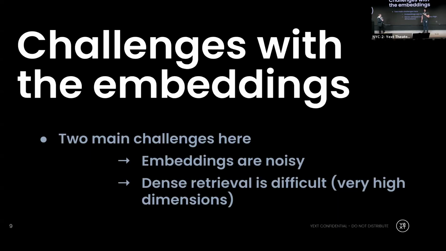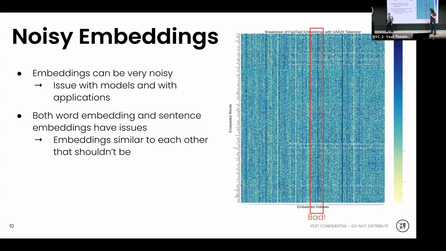All right, so what are the challenges with embeddings? Basically, we can break it down into two main challenges. One is that embeddings are noisy. We can take, in our case, words, sentences, documents, and put them into a vector mathematical representation, but that doesn't mean that it's perfect. And two, dense retrieval is difficult, especially in the very high dimensions that we're working with. Let's go to noisy embeddings. So first off, we have noisy embeddings. Noisy embeddings is a big issue.